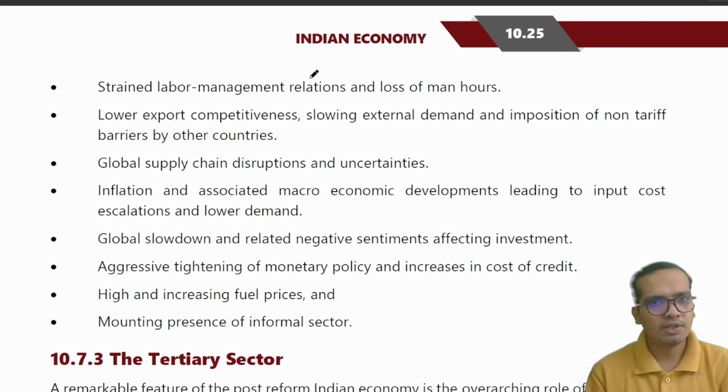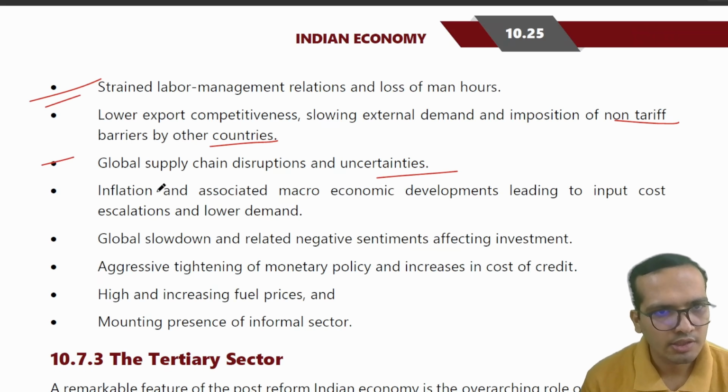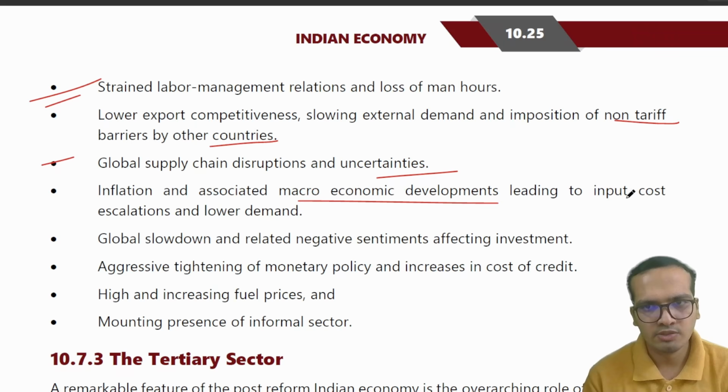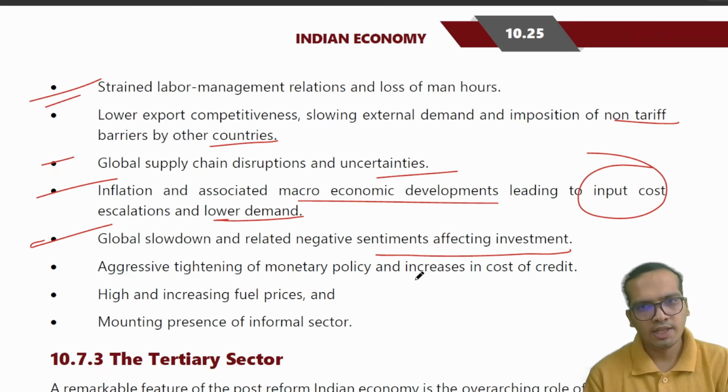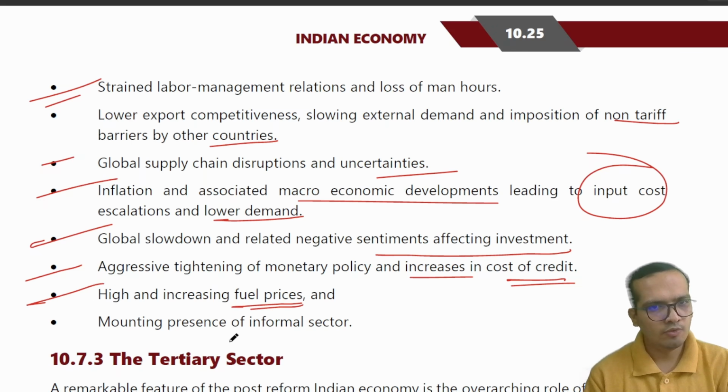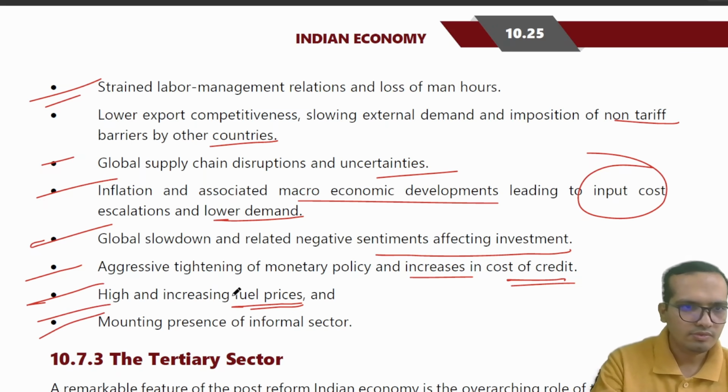Sixth, strained labor management relations and loss of man hours. Seventh, lower exporting competitiveness, rising external debt, and imposition of non-tariff barriers by other countries. Then, global supply chain disruptions and uncertainties. Then, inflation and associated macroeconomic developments leading to input cost escalation and lower demand. Then, global slowdown and relative negative sentiments affecting investment, aggressive tightening of monetary policies, increasing cost of credit, increasing fuel prices, and mounting presence of the informal sector.